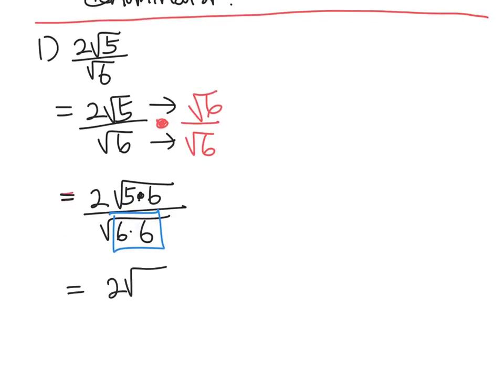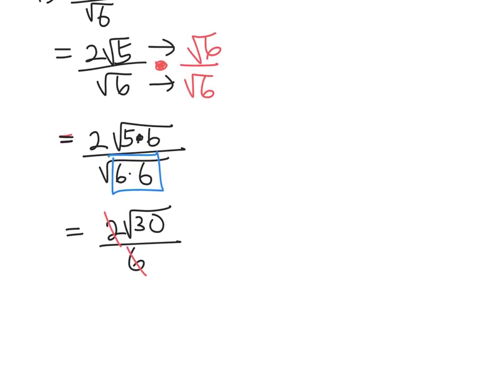We have 2 square root of 5 times 6 is 30. At the bottom, the 6 came out, which is all nice and dandy, except, remember, 2 and 6 can both be divided by 2. So, your answer is going to be square root of 30 over 3.